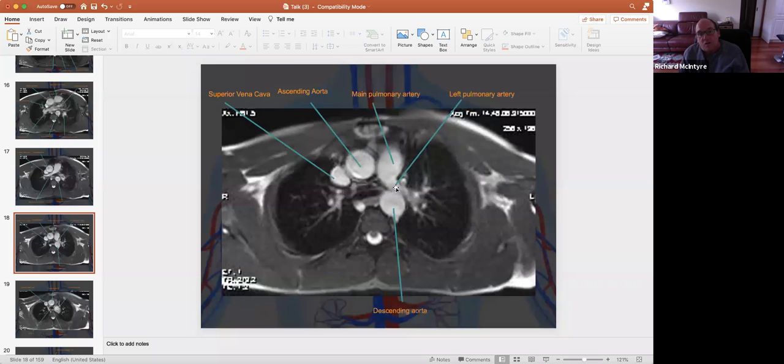Once you've scrolled up and down and you've learnt where the vessels are, then you can learn how to identify them on single images. That's the way I would study it. Everyone's different. I can't tell you how to study it because I'm not you. But other people might like to rely more on textbooks than actual images. I wouldn't do that. I would look at the images, scroll through them, and then start to test myself on each individual image.